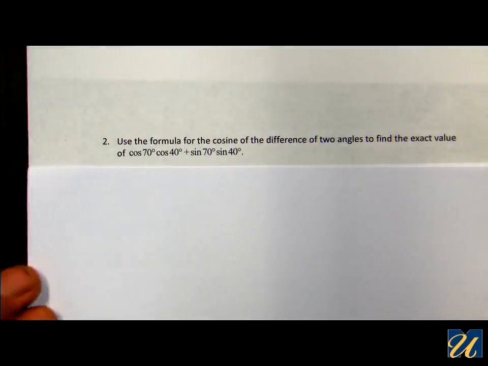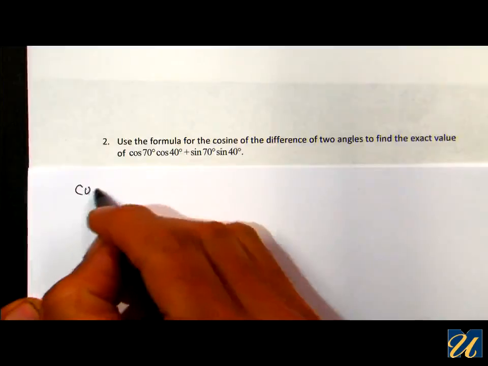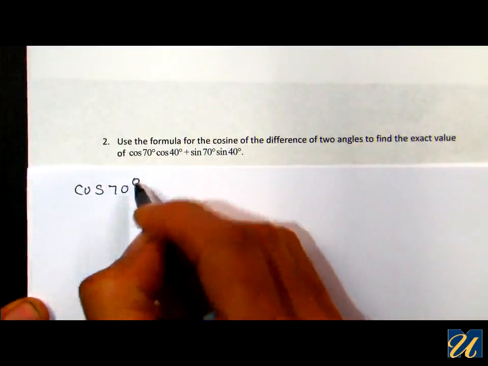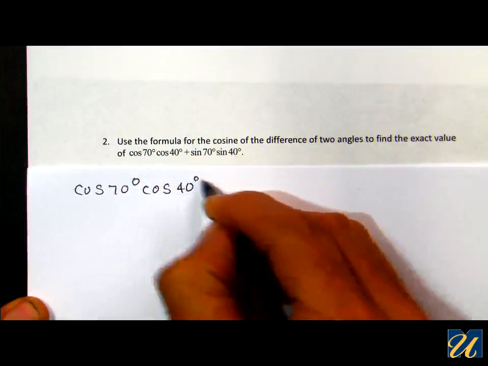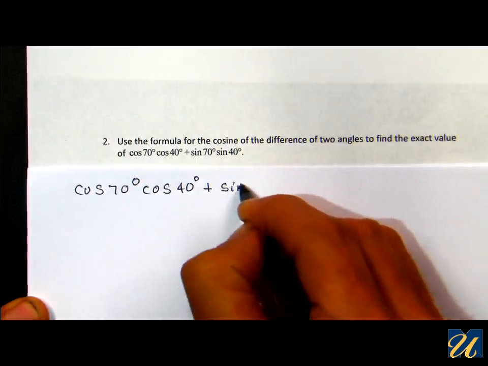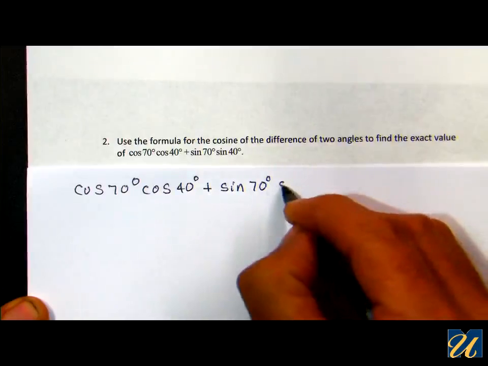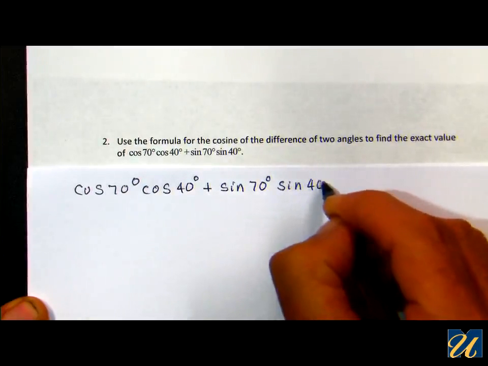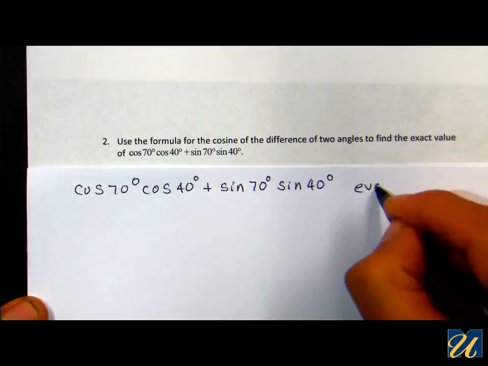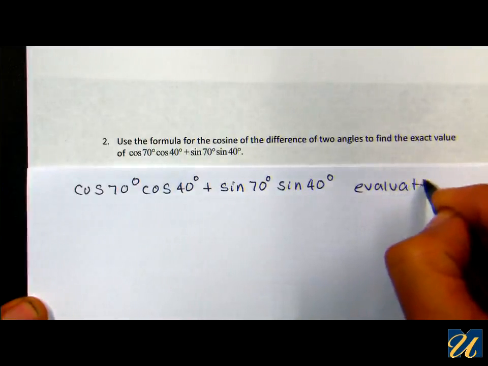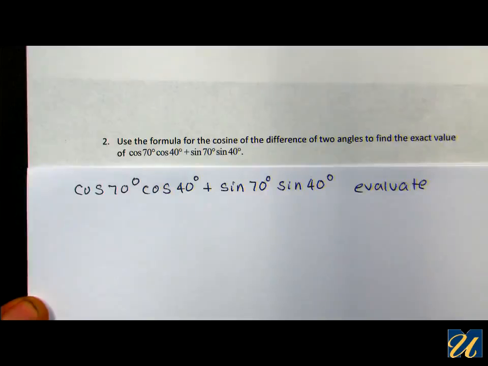Problem number 2. Use the formula for the cosine of the difference of two angles to find the exact value of cosine 70 degrees multiplied by cosine 40 degrees plus the sine of 70 degrees times the sine of 40 degrees. Okay. Well, suppose the question just said simply evaluate. In other words, find the exact value of that expression. How would you know what to do with that?